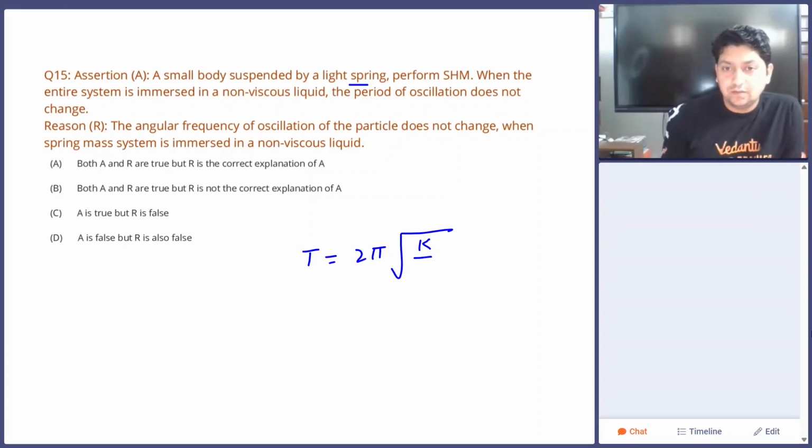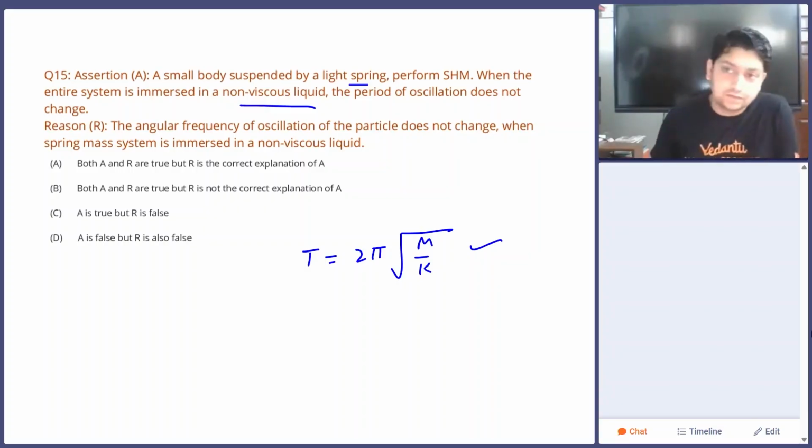No, under root m by k, right? So as the liquid is non-viscous, the value of spring constant does not change, the value of mass does not change, so time period remains same. So assertion is correct. The angular frequency of oscillation of the particle does not change when spring mass system is immersed in a non-viscous liquid.